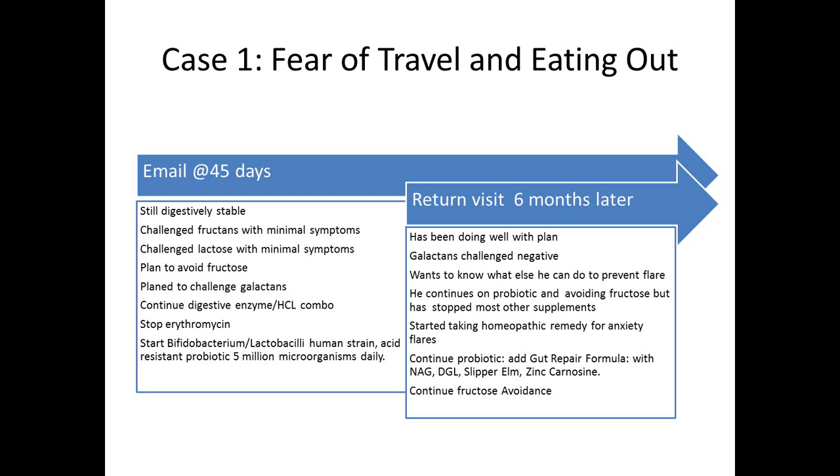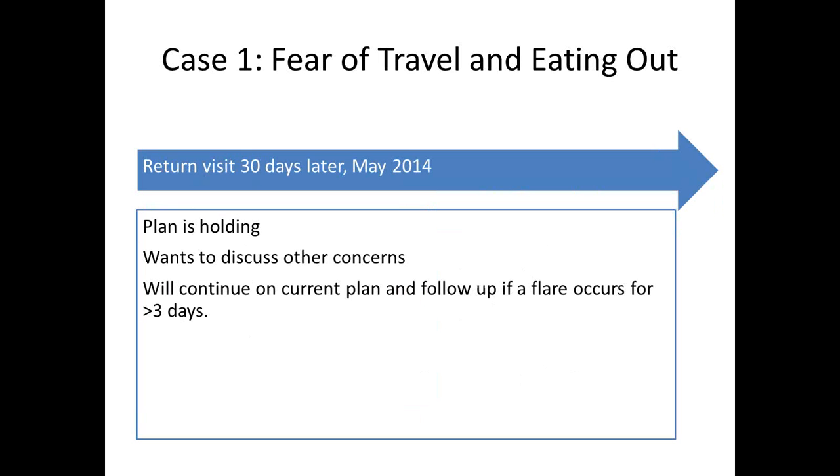And 6 months later, he came back in, and I was worried things had gone astray. But actually, he had been doing great for 6 months. He challenged galactans, and they were negative. And he just wanted to talk about prevention. And so we added a gut repair formula and just kept him off fructose and continuing probiotics.